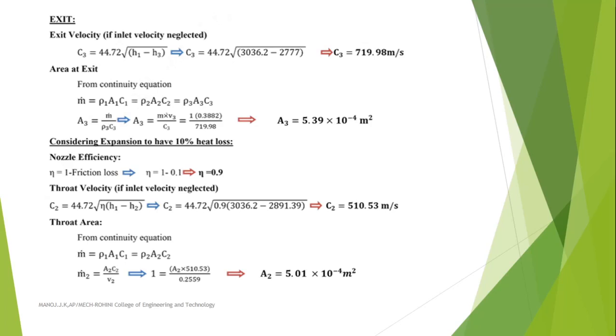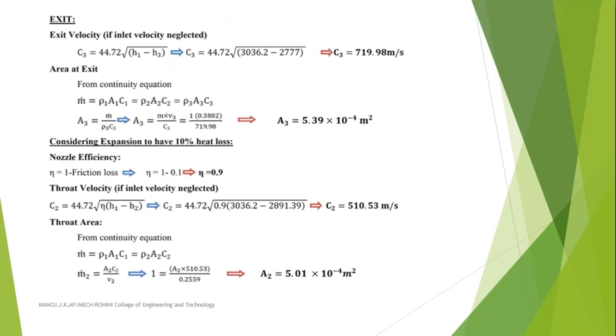And for the area, the same as whatever we did for the throat. From the continuity equation, rho 1 A1 C1 is equal to rho 2 A2 C2 is equal to rho 3 A3 C3 is equal to m, the mass flow rate. Now we are going to find the area for the exit region. Therefore, I am considering only the exit, rho 3 A3 C3. Instead of rho, I just replaced it with the reciprocal of specific volume, right? Therefore, A3 is the only unknown value. By substituting all the remaining values, you will get A3 equal to 5.39 into 10 to the power minus 4 meter square.